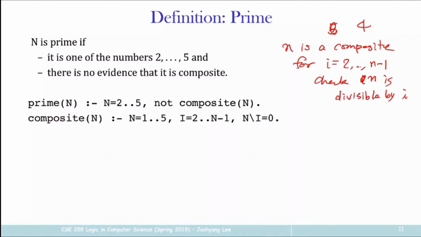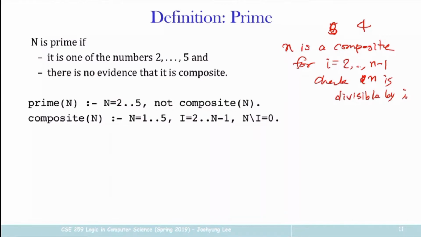Okay? So is 5 composite? No, because according to the algorithm, you check whether 5 is divisible by 2, no. 5 is divisible by 3, no. 5 is divisible by 4, no. Okay? So none of the numbers from this range can divide 5. So 5 is not a composite. And 4 is composite, as we just talked.